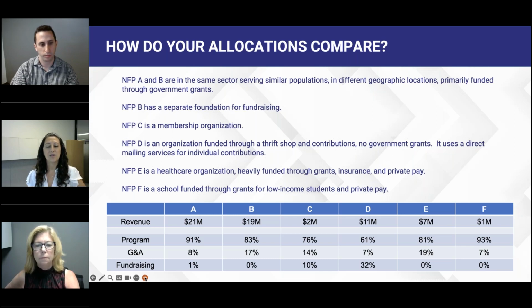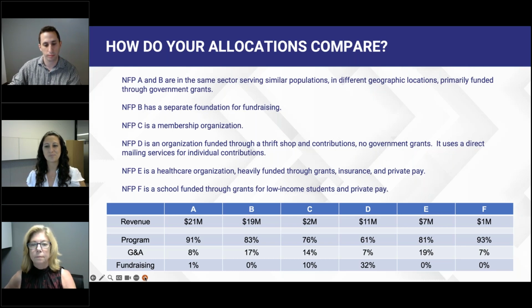Not-for-profit E is a healthcare organization, heavily funded through grants, insurance, and private pay. And not-for-profit F is a school funded through grants for low-income students and also funded through private pay. So you'll see here a lot of different percentages among all of the organizations here. So even though they're all nonprofits, they all have some different percentages here.